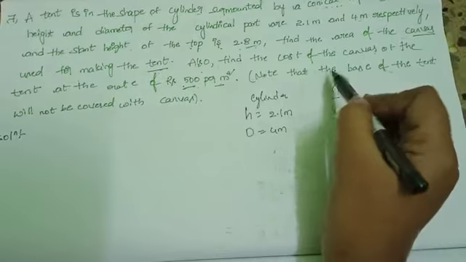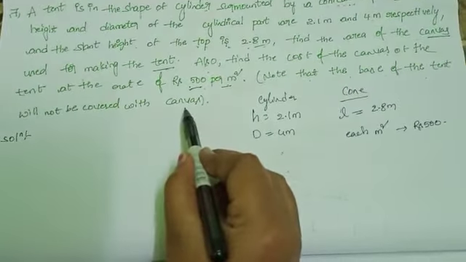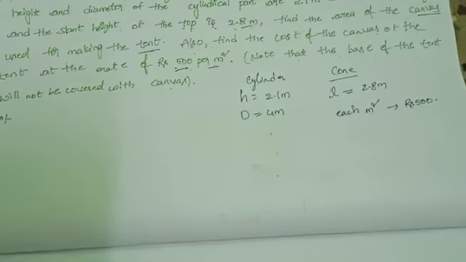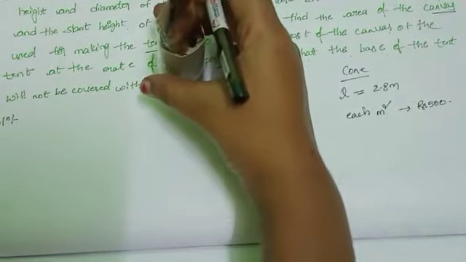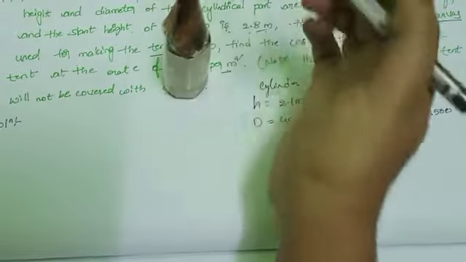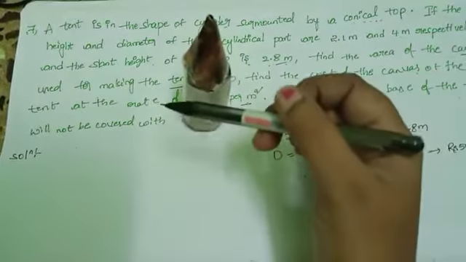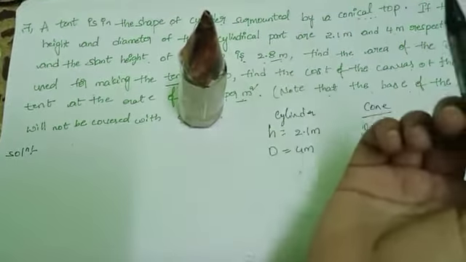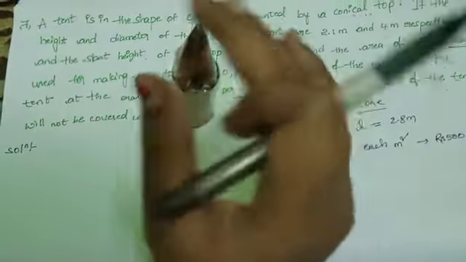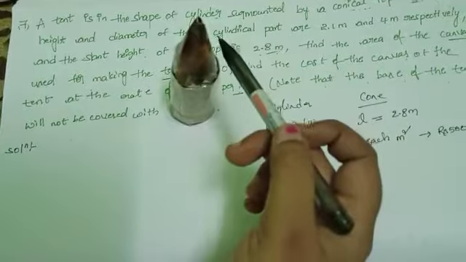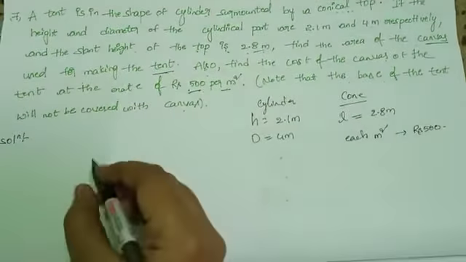Note that the base of the tent will not be covered with canvas. Here only canvas is used for this part: curved surface area of cone and curved surface area of cylinder, not the base. Okay, this outer part. So what is the total surface area?